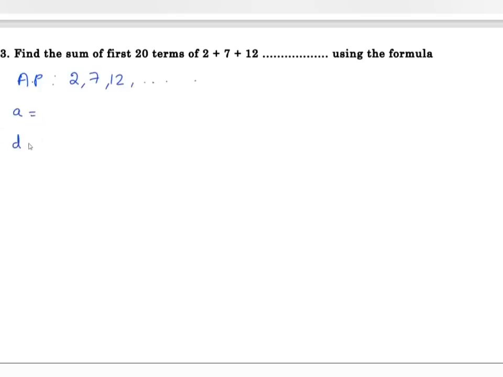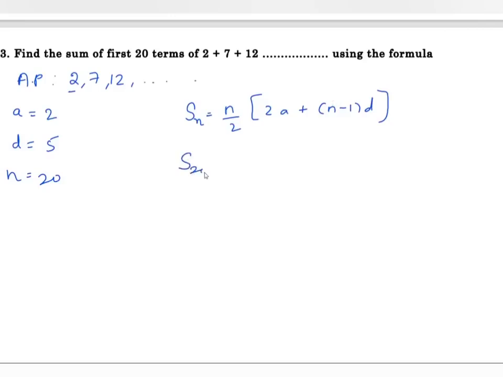What is the value of a, d and n? a is what? 2. d is what? Difference of any two consecutive terms, that is 7 minus 2 is 5. Next, n is what? We need to find the sum of 20 terms, therefore n equals 20. Now Sn equals n by 2, 2a plus n minus 1 into d. Repeat with me the Sn formula. Sn equals n by 2, 2 times a plus n minus 1 into d.